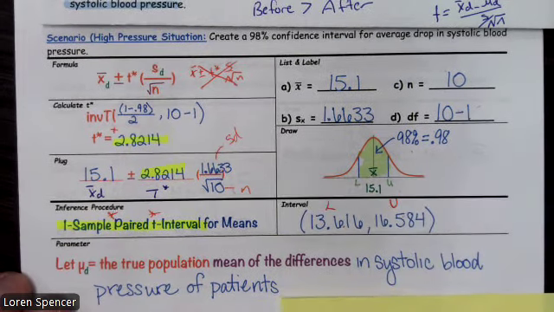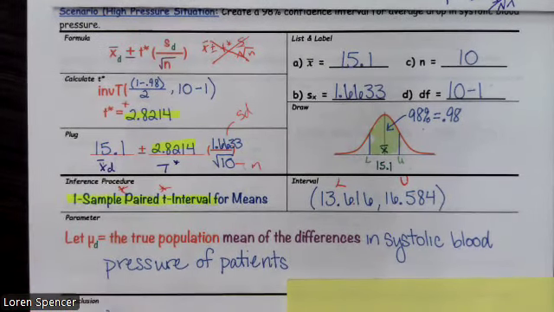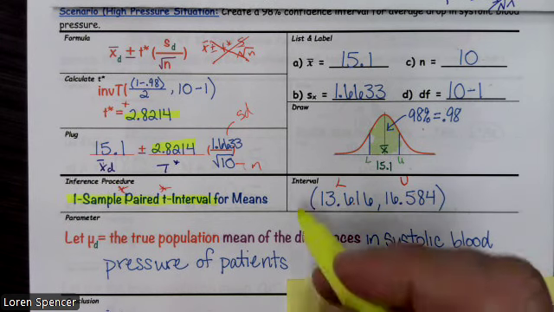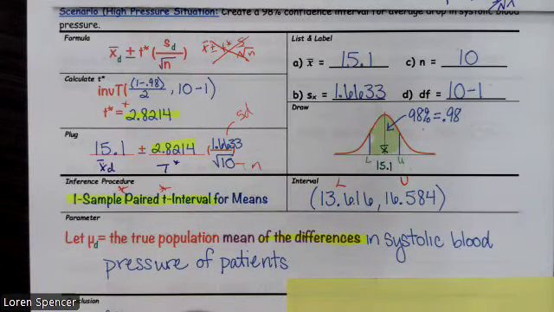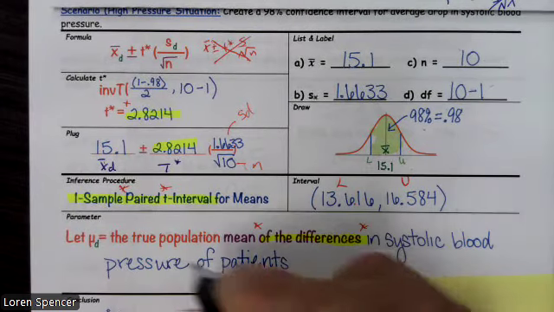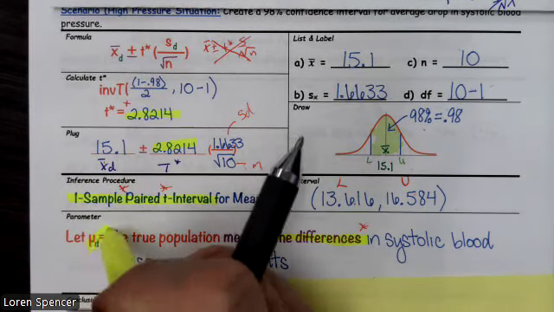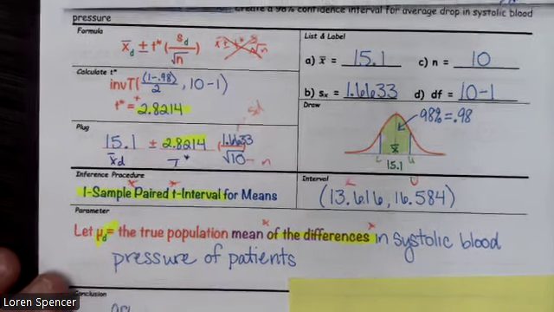So our parameter: let mu d equal the true population mean of the differences in systolic blood pressure of patients. It's no longer just the mean, it's the mean of the differences, so make sure you include that phrase right there. Also make sure you have the d for mu d, because it's not just a one sample. Now the conditions we did in the prior video. If you want to see the conditions, you'll need to go to the hypothesis test. We've already done those, so we're not going to do them twice.